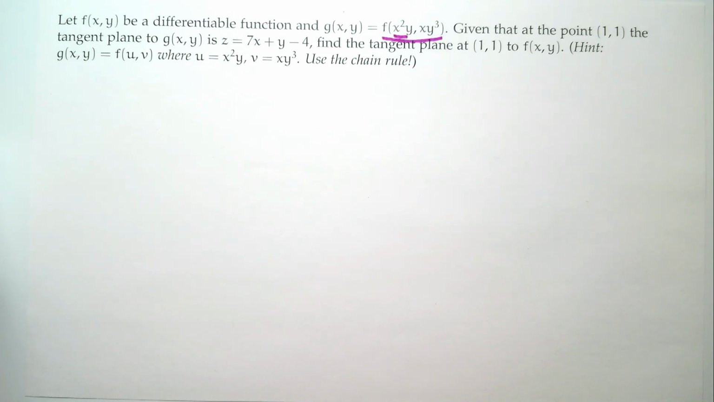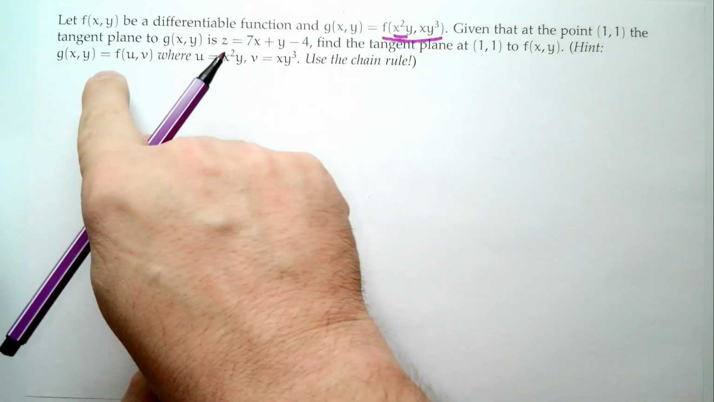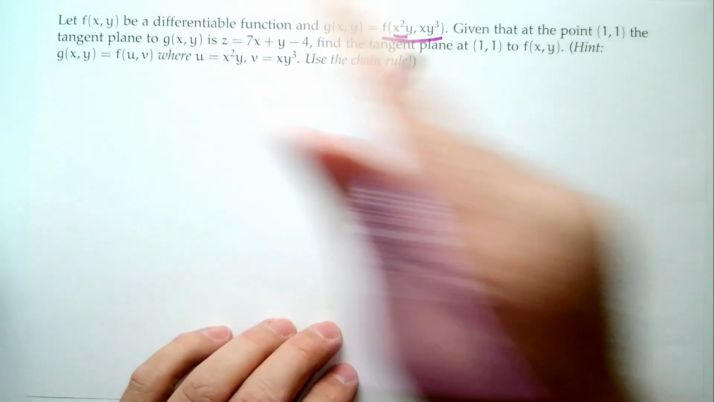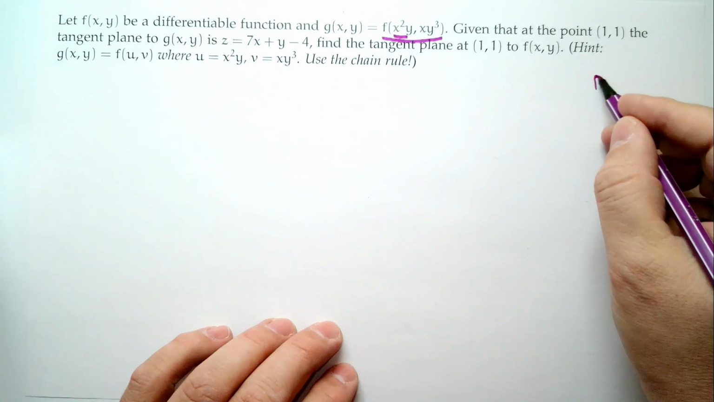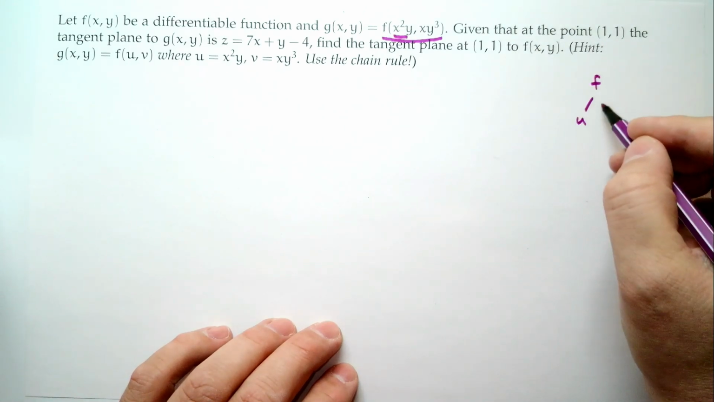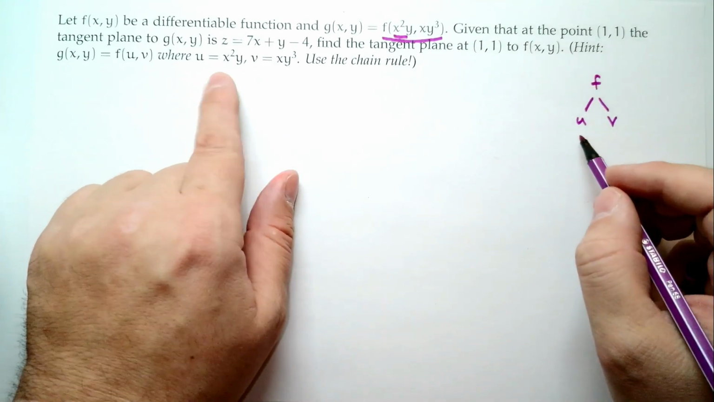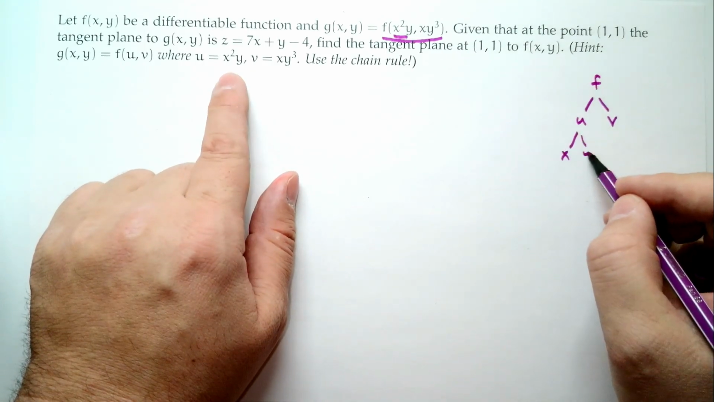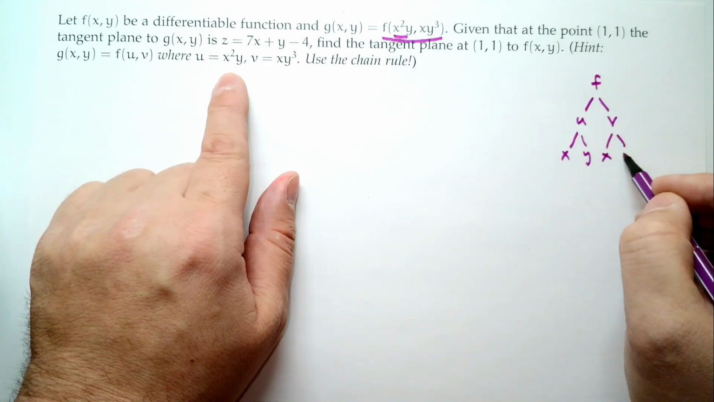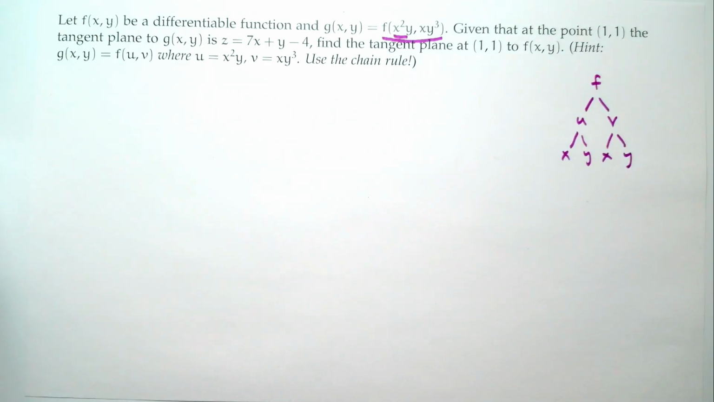So you need to remember the chain rule. Now the way I like to remember the chain rule is to draw a diagram. So I say, okay, I can think of f as really being a function of u and v, and then u and v are both functions of x and y. So I have my chart of dependencies.